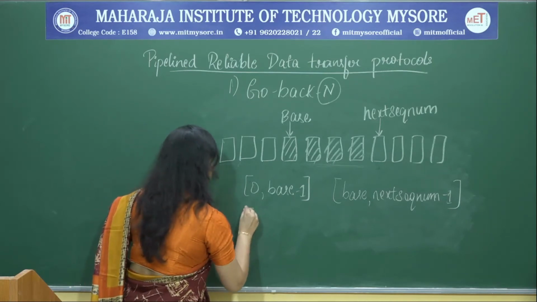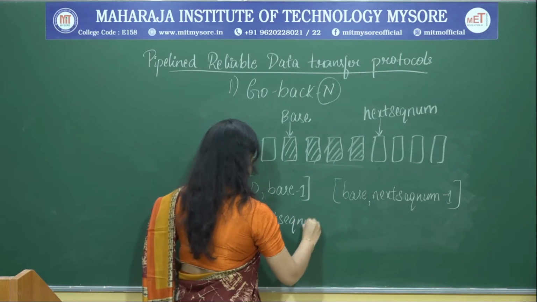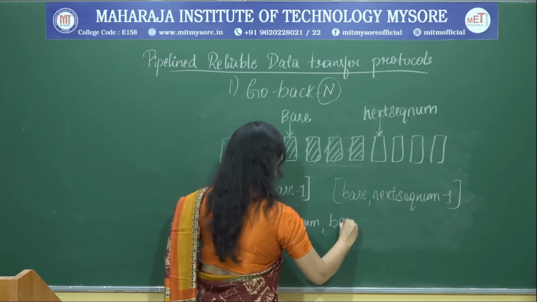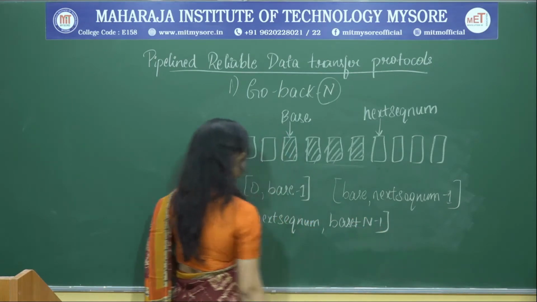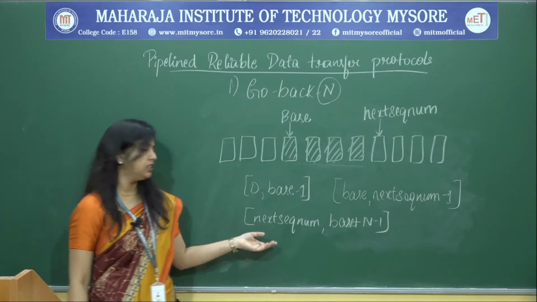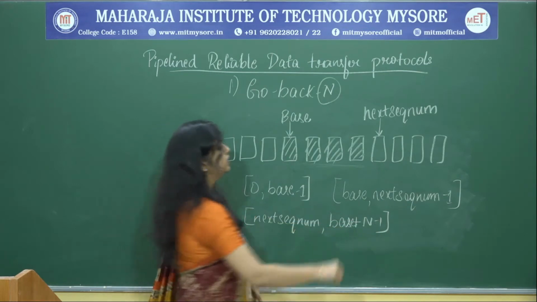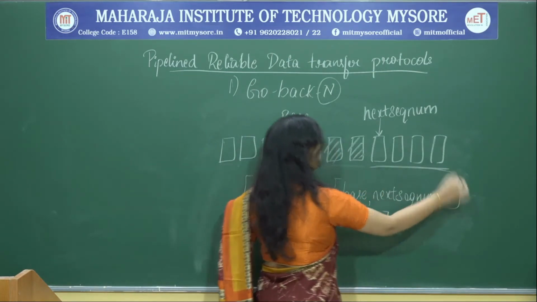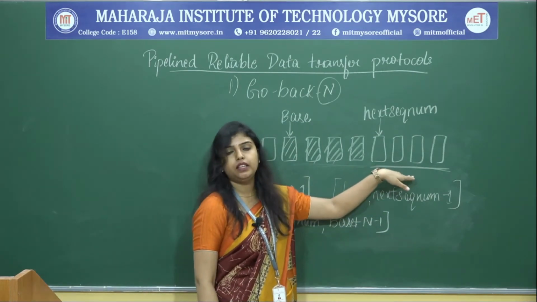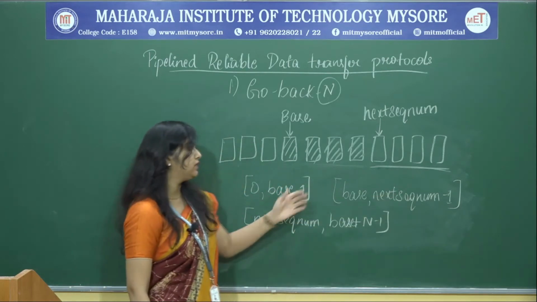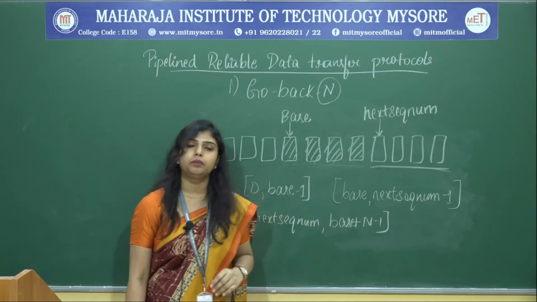The next range, next sequence number to base plus n minus 1. That means these are the packets that have to be sent next in the sequence, in the pipelining. These are the packets that have to be sent next to the receiver in the pipelining.